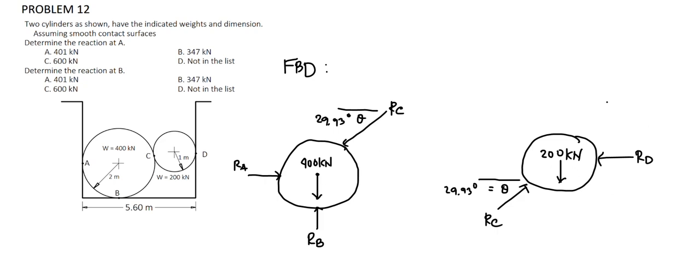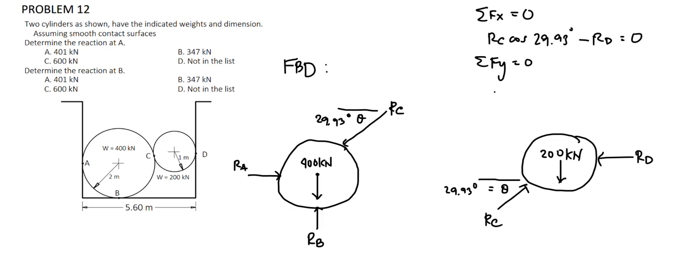Let's begin by analyzing the free body diagram of the smaller cylinder, since it has only two unknowns. Therefore, we can use the equations for equilibrium, that is summation of force x and summation of force y. Taking summation of force x equal to 0, we have RC cosine of 29.93 degrees minus RD equal to 0. And we have two unknowns. So let's make use of the other equation, summation of vertical force equal to 0. So we have RC sine of 29.93 degrees minus the 200 kilonewton force equal to 0. And since we have a single equation with a single unknown, we can directly solve for RC.